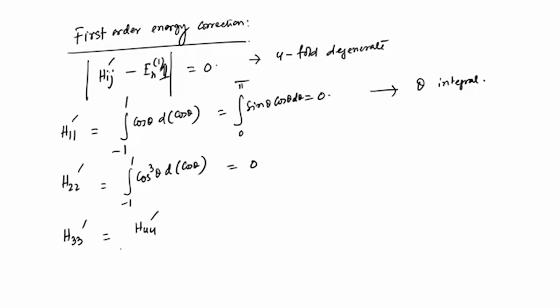I am not saying they are equal, but they both are 0. That is what I am trying to show. So, if the equality sign bothers you, then you can say both. So, we can write it separately. So, this is equal to the integral from 0 to pi of sine square theta cos theta d theta, that is equal to 0, and similarly H44 prime is equal to 0 as well, for the same reason. So, all the diagonal terms are 0.